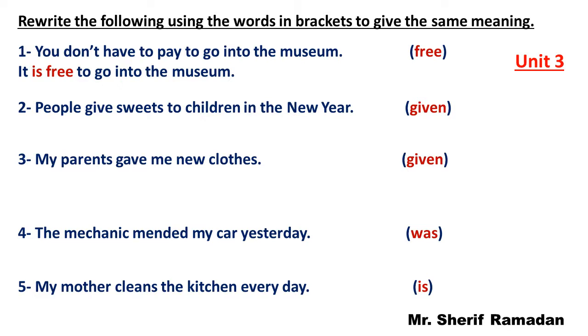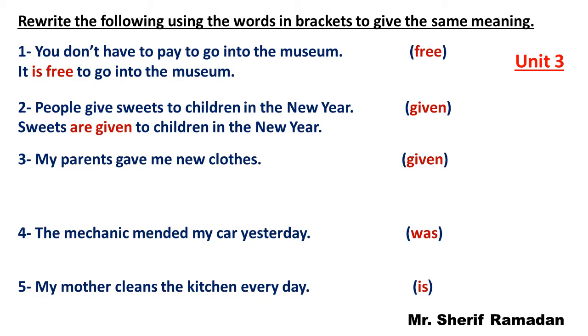Number 2. People give sweets to children in the new year. Use given. استخدم كلمة given في الجملة. إذا أنا هحول الجملة هنا من active إلى passive. هبدأ بكلمة sweets. بقول sweets طبعا هنا الجملة عندي مضارع. بقول are بعدها وبعدها given to children in the new year.